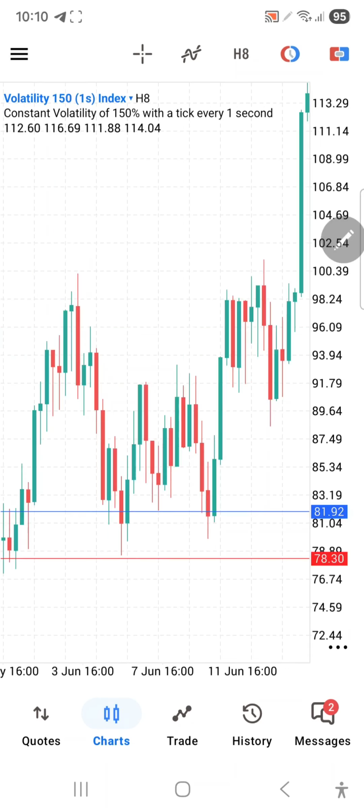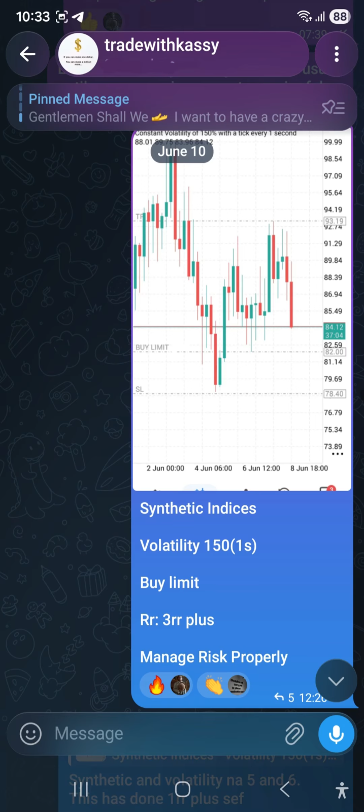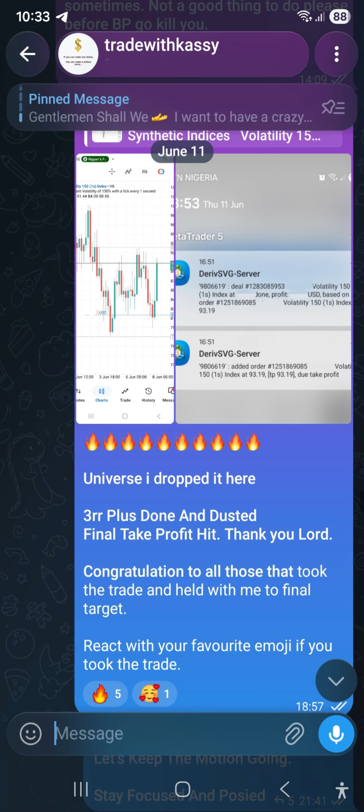And like I said, I shared this trade with my student. This was when I shared the trade with my student. You can see it here. And here you can see is when the trade hit final target. So what was the idea behind this trade?